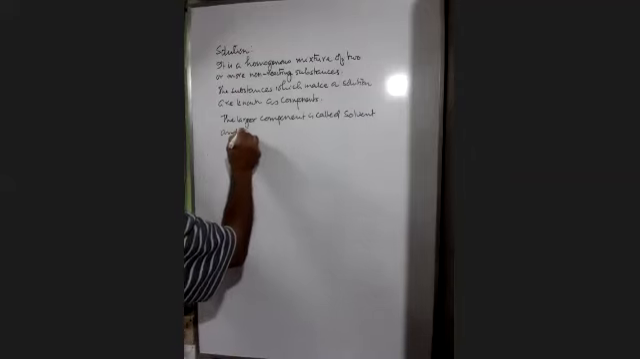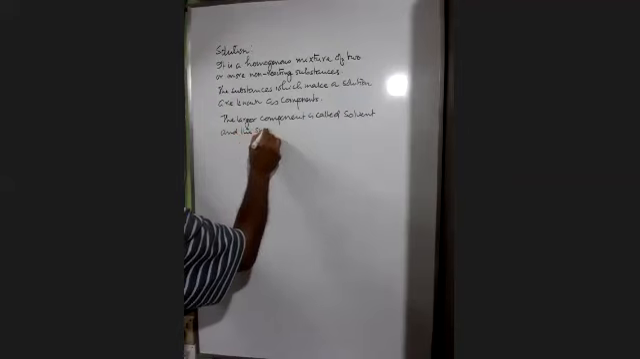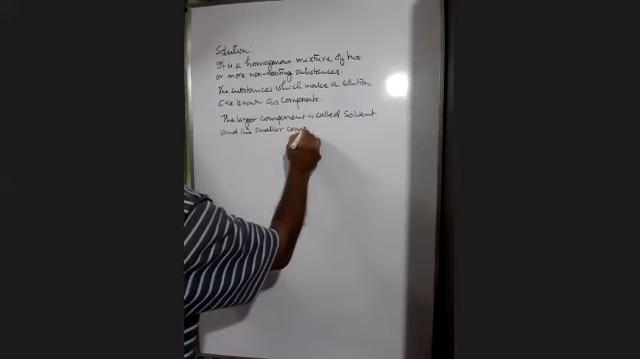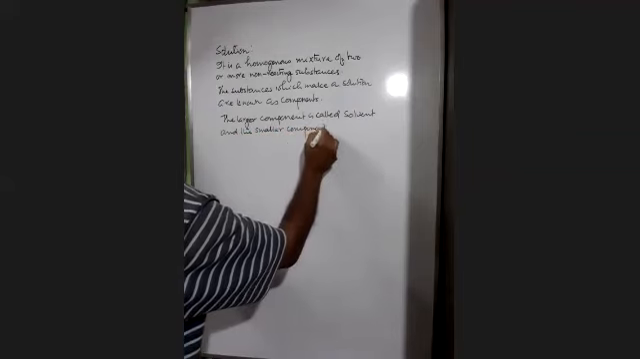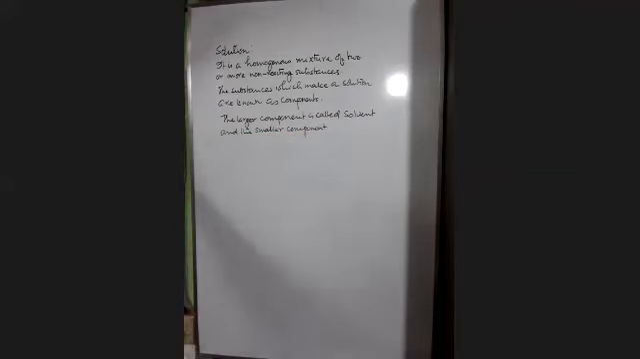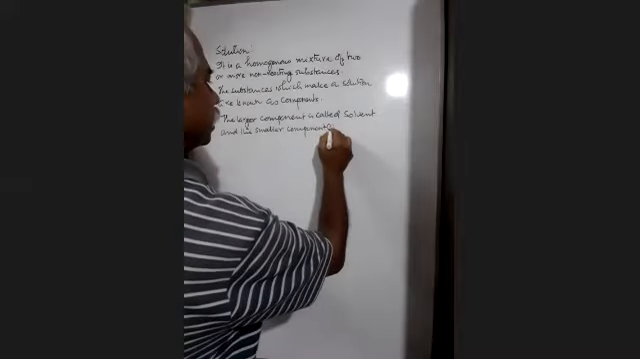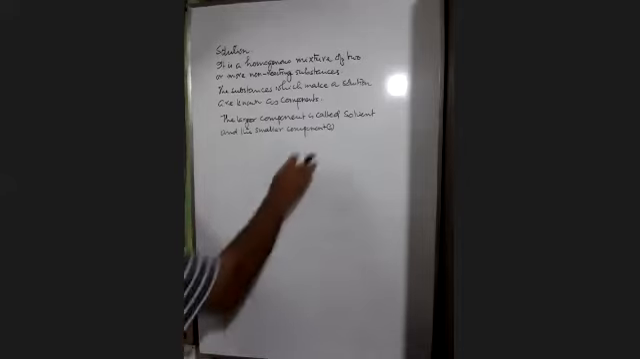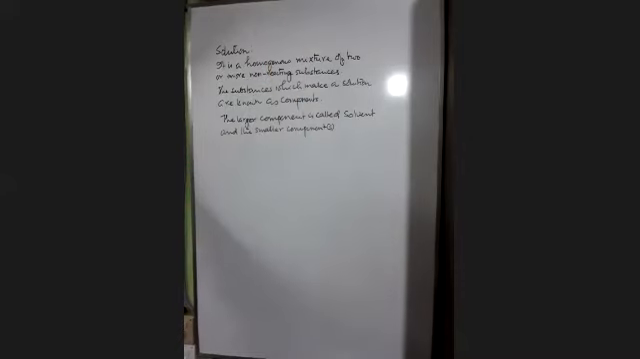And the smaller, see, it can be one or more than one. Suppose you have taken sugar solution. Larger component is water. Water is solvent. Smaller component is sugar. Only one. So here it will be one. It will be known as solute.